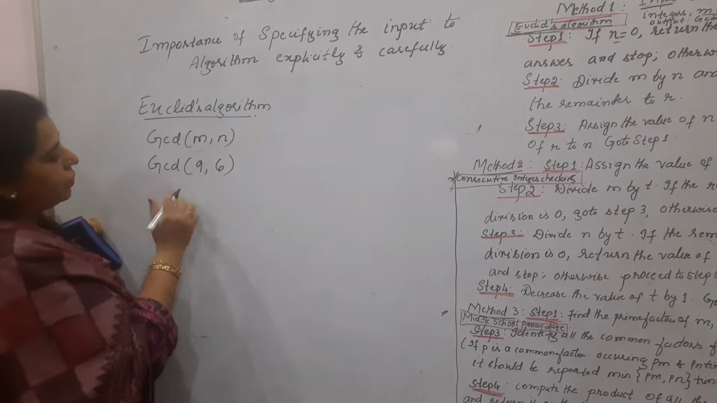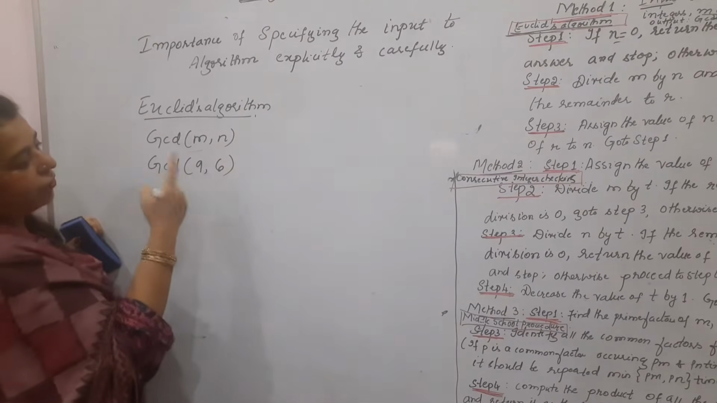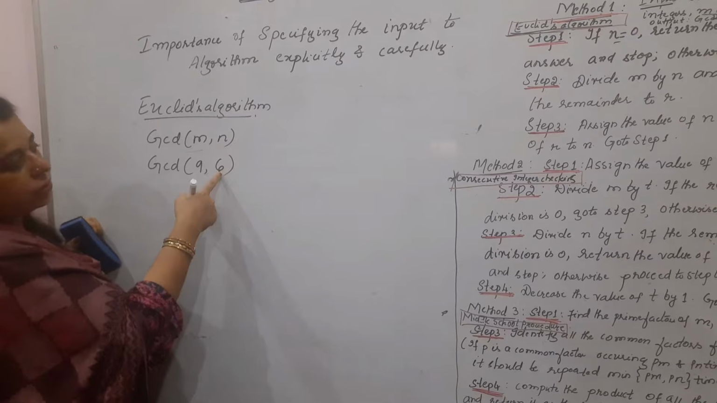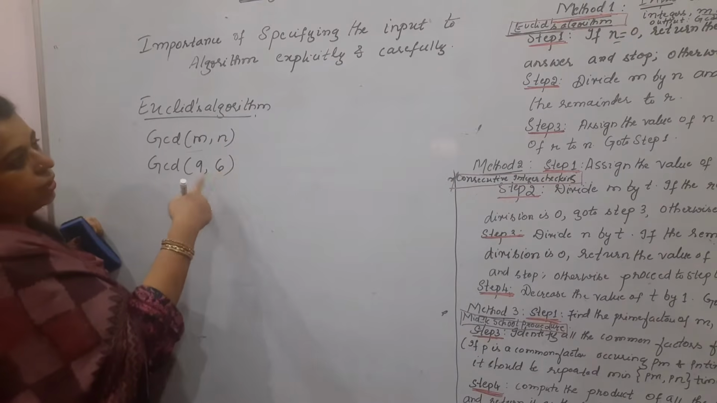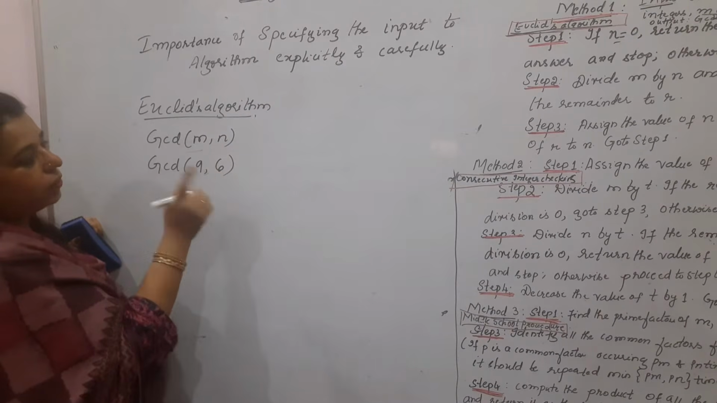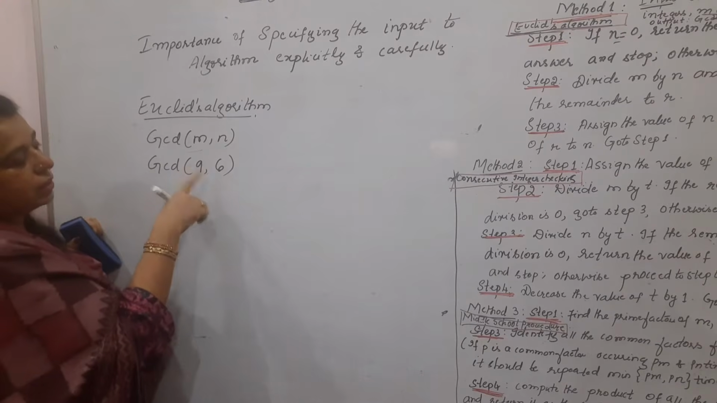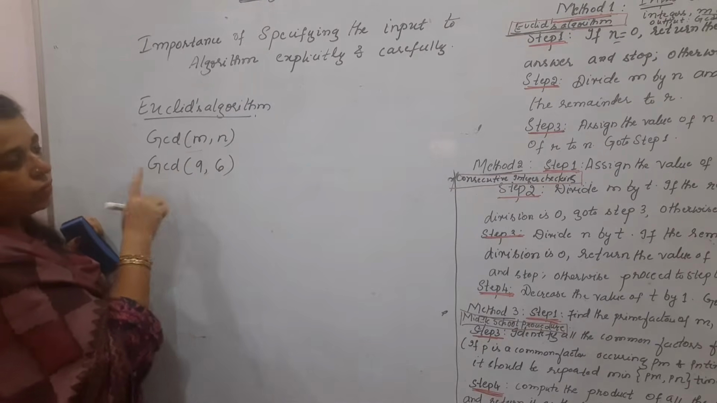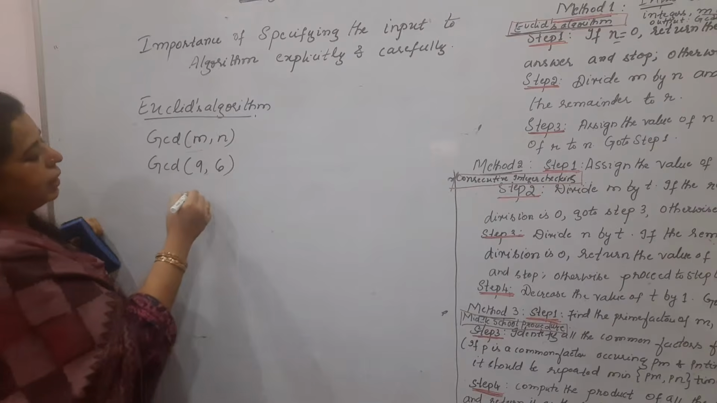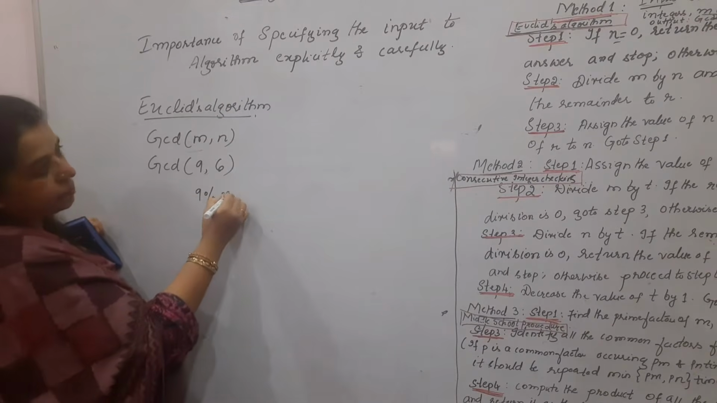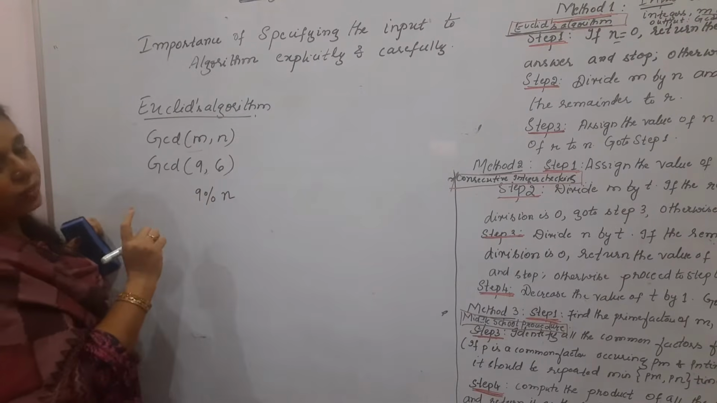I have taken smaller numbers here. So what do you have to do? First step is, if n equals 0. Now n is not equal to 0. This is m and this is n. Only if n is equal to 0 do you return the value of m, which is the GCD of the two numbers. Otherwise, you go to step 2. Step 2 says divide m by n, and assign the value of the remainder to r.